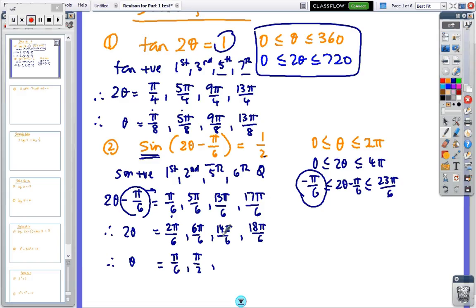Divide through is 7 pi on 6, which is okay. Divide through is 9 pi on 6, which is 3 pi on 2. Okay. So that's the answer to that. Let's move to the next board.